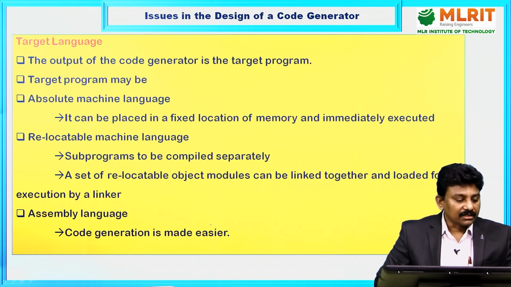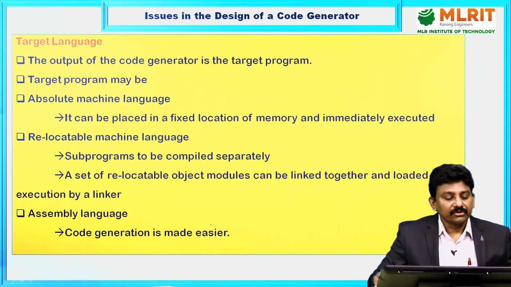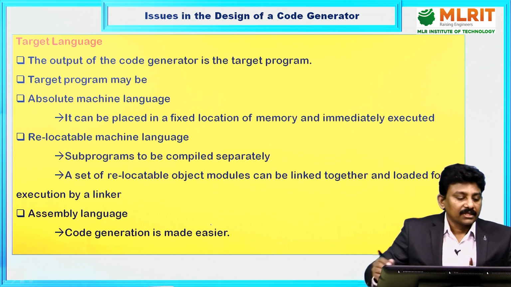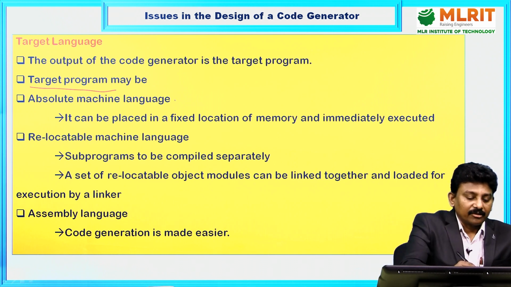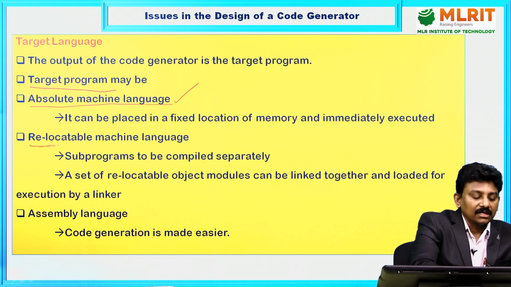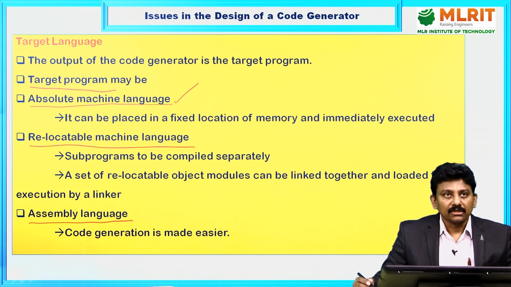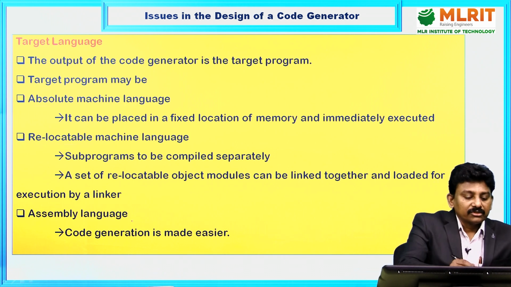Then target language. The output of the code generator is the target program. Target program may be 3 types. One is absolute machine language, another is relocatable machine language, last one is assembly language. The output of the code generation is one of these 3 types: absolute machine language, relocatable machine language, assembly language. First one, absolute machine language.